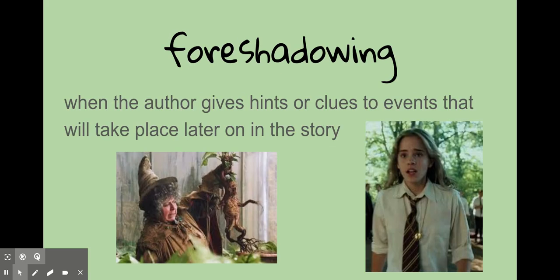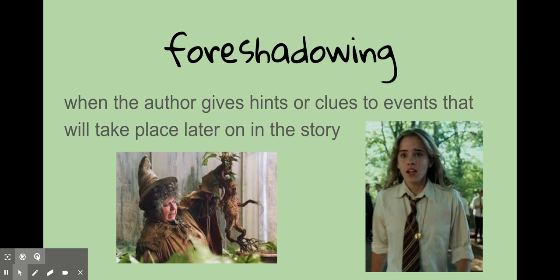Foreshadowing instead gives hints to things that are going to happen later in the story, little hints to big moments that are going to happen later, and you have to watch out for them. But sometimes when it comes to foreshadowing, you can think, well, maybe that might be important, maybe I should remember that detail. But often with foreshadowing, we don't realize the clues we've been given until later when the big moment takes place. Then we can look back and say, oh, those were all clues.